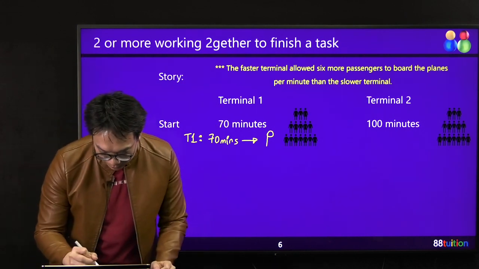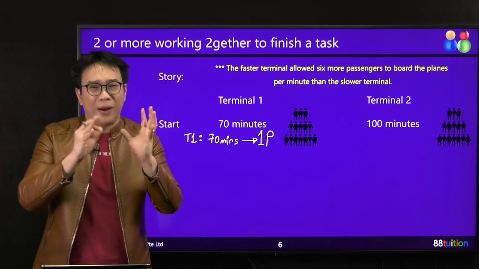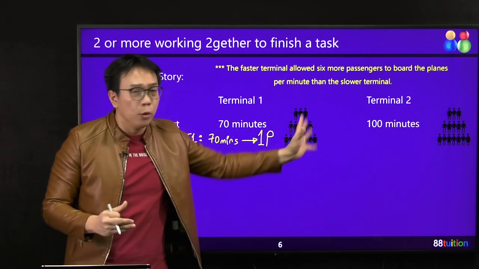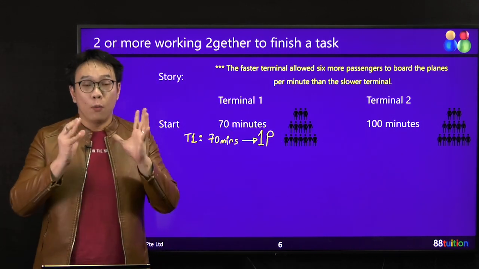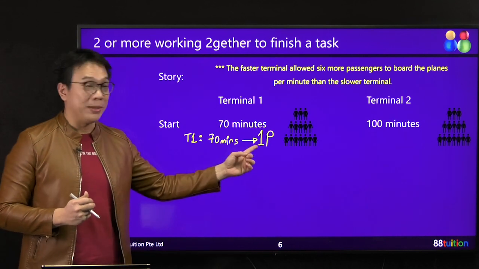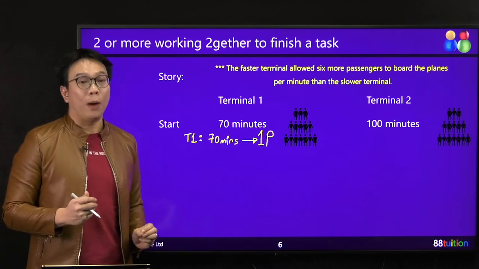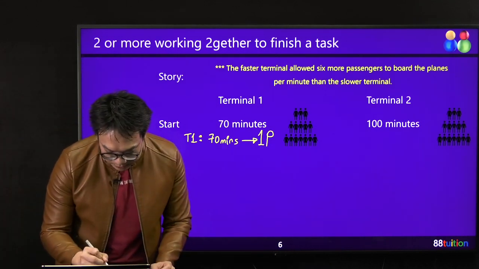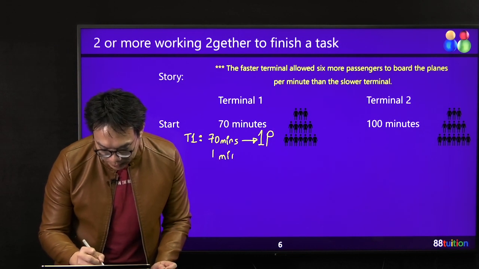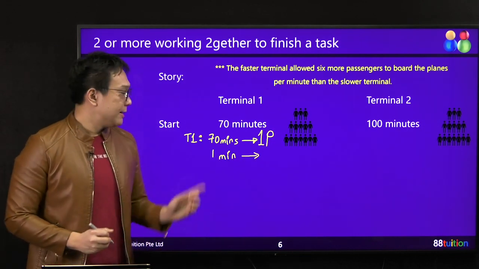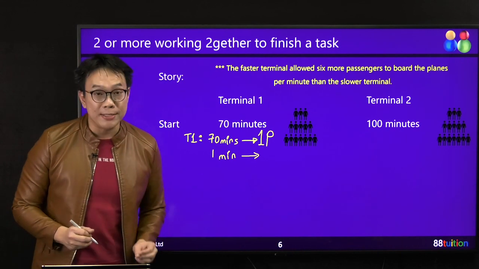So we can call it 1. Remember just now the example, I called it one house. All right, so this is like one group of passengers. One group, 1P. So down here, 70 minutes is 1P. Let's go and find the what? 1 minute first. So in 1 minute, what happened? Arrow, 70, how to get to 1? You divide by itself. Good.